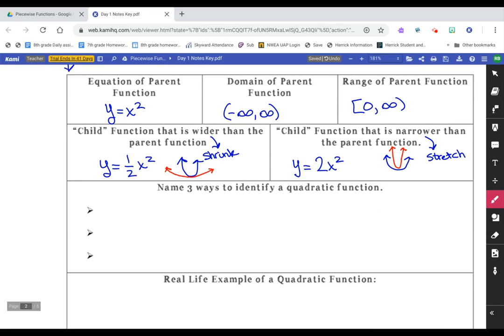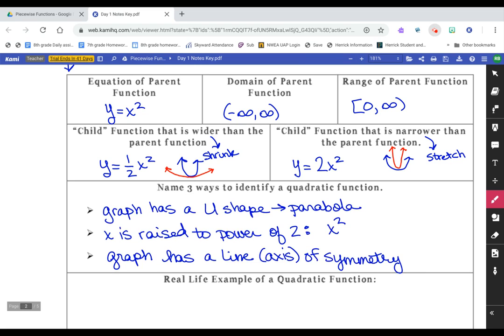3 ways to identify a quadratic function are the following. You have a graph that has a U shape known as a parabola. X is raised to the power of 2. So we have x squared. And the graph has a line of symmetry, also known as the axis of symmetry.